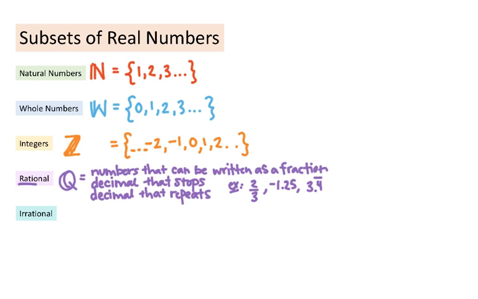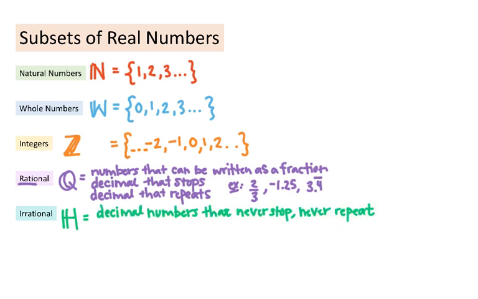Okay, and lastly, we will talk about irrational numbers. Now again, the letter I in math is used for different things. So to describe irrational numbers, the set of irrational numbers, we use the letter H. And basically, these are going to be the opposite of rational numbers. They are what I like to call ugly decimals. They're decimals that will never stop or never repeat.